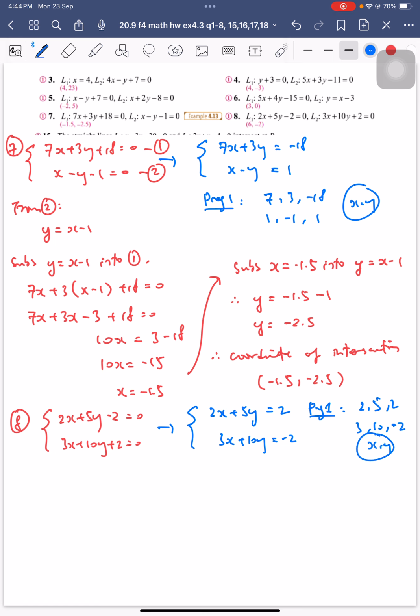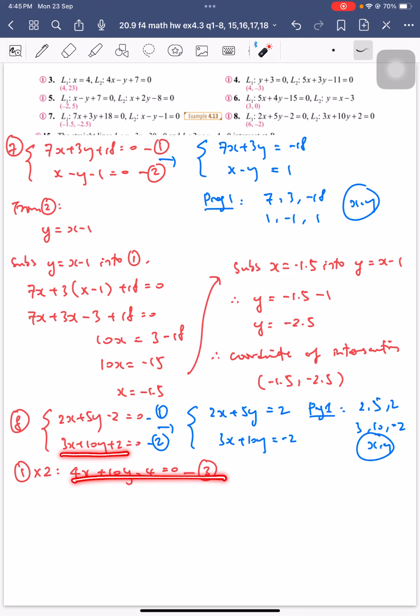Or else you can use the method of elimination. You can see from here there's a 5y but there's 10y. How to make the 5y become 10y? You can simply times 2. So first of all we use the first equation times 2, so all of the coefficients times 2. It becomes 4x plus 10y minus 4 equal to 0. Then we call this the third equation. Then we can use the third equation minus the second equation to eliminate the value of y.